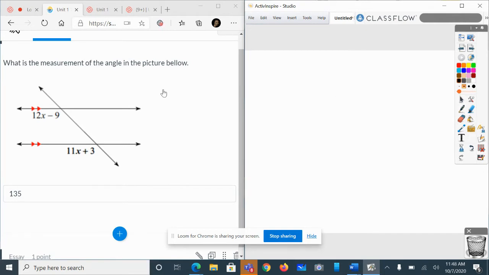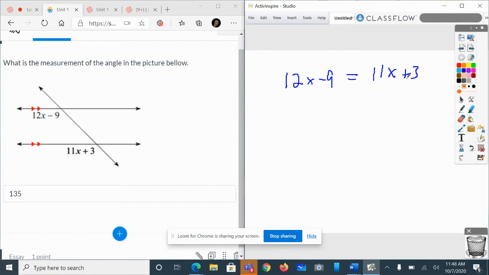Says, what's the measurement of the angle? I got two parallel lines cut by a transversal. If I look at these angles, do they look congruent? They do look congruent, and they are, because those are actually corresponding angles. So if I have corresponding angles, I know that this angle measurement is congruent to that angle measurement. So you're going to set them equal to each other and solve. So I'm going to say 12x minus 9 equals 11x plus 3.